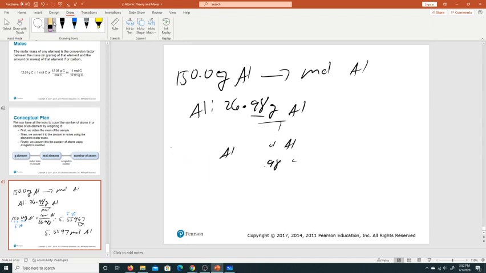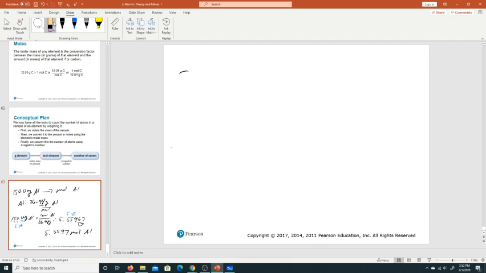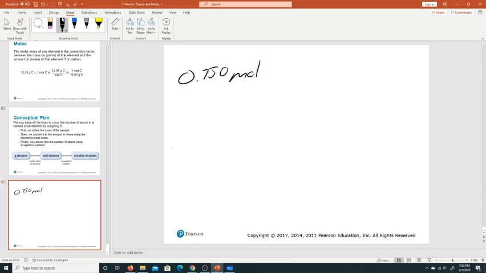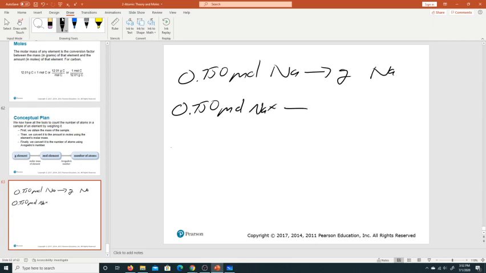Let's try another example. Let's say we're given moles and want to find grams. So let's say we have 0.750 moles of sodium. I want to find grams of sodium. So this is just a backwards problem, starting with 0.750 moles of Na. Well, the periodic table says that sodium is 22.99 grams of Na. That's grams per mole.